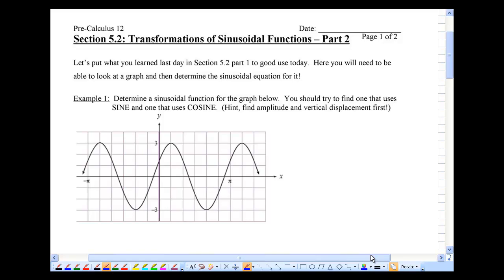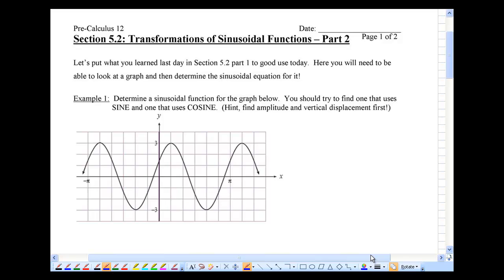And then we'll tackle some word problems then too. Oh yeah, your lovely word problems. But that's later on, and today is this. So let's take a look at example number 1. I want you to determine a sinusoidal function for the graph below.